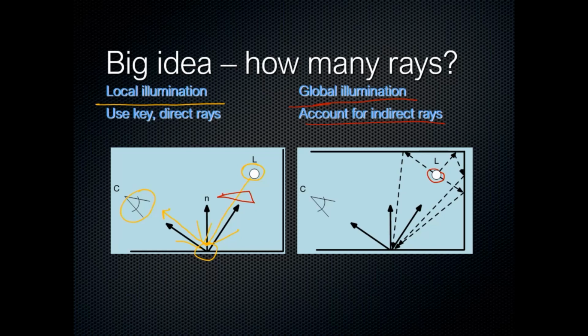The more indirect rays you account for, the more realistic your rendering is going to be. The problem is that the more light rays you account for, the more expensive it is in terms of computing time. So we're going to look at methods that vary in the number and the nature of the extra light rays that they consider.